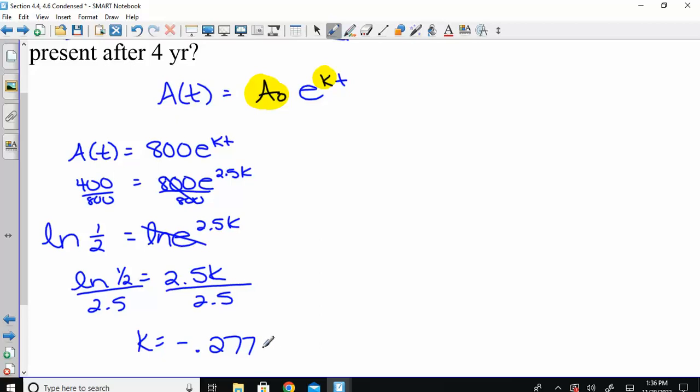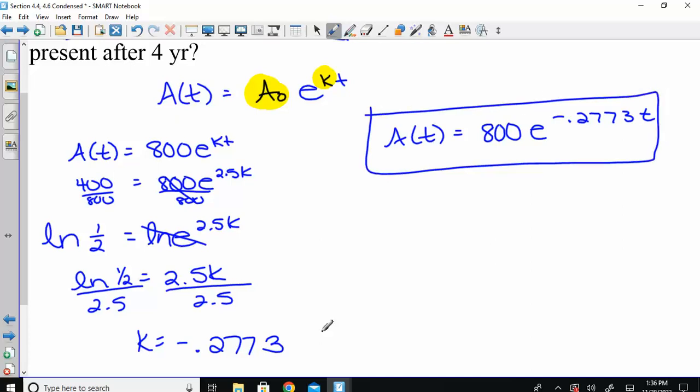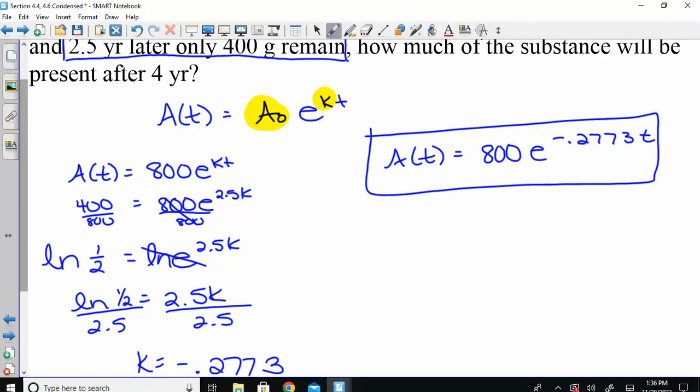And we get negative 2.773. So my equation is 800 e to the negative 0.2773 t. That's the actual equation. So then I could find out how much we had at any given point in time. So then my question was, how much would we have after 4 years?